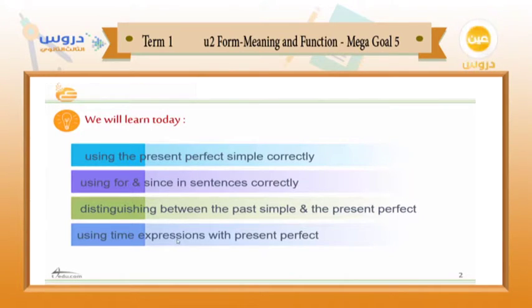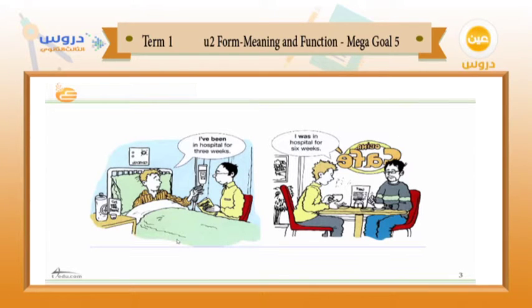So here, let's start. If we have a look at this picture here, we can see that we have two scenes. The first one is for the patient who is, or he was, in the hospital. He's saying that I've been in hospital for 3 weeks. The second scene is a different place. After being in hospital, he said that I was in hospital for 6 weeks.